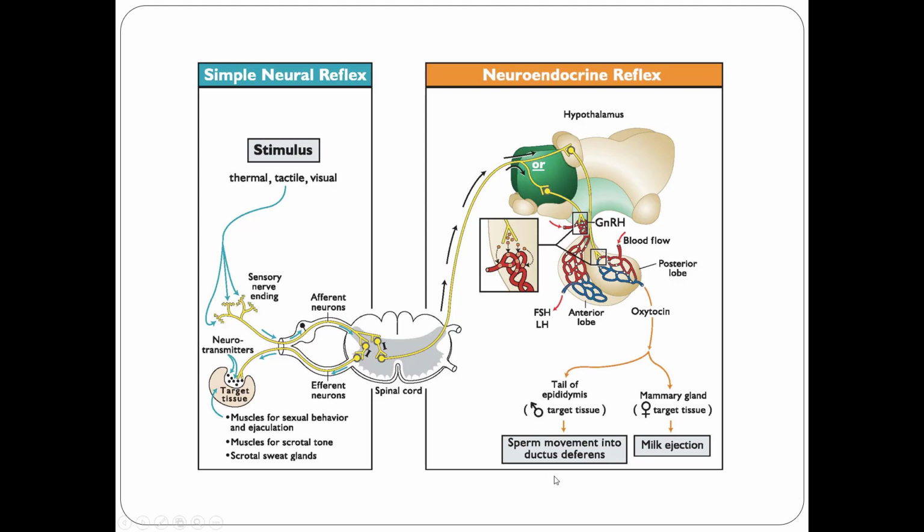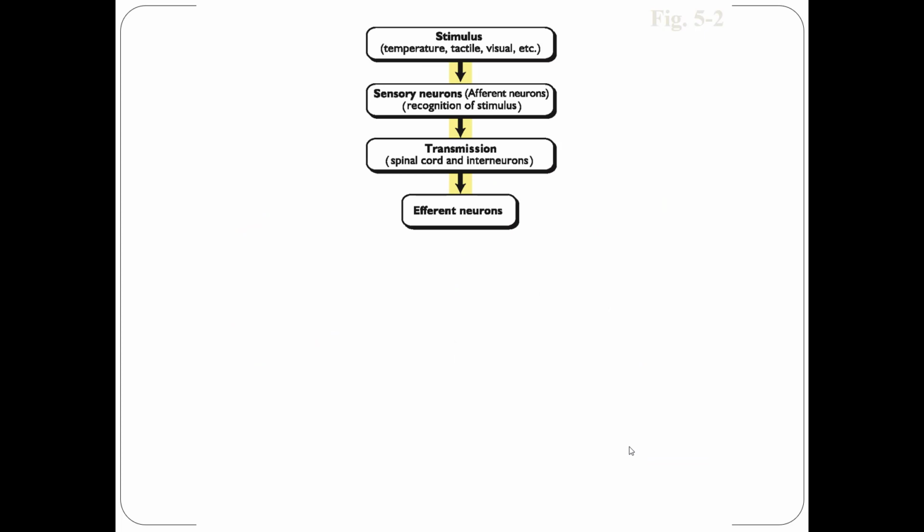And so we see this on the male side too, with sperm actually being moved from the tail of the epididymis into the ductus deferens when a male is getting ready to mount or go through the copulation process with a female. And so these are just a visual of the two reflexes that we see that are really essential in reproduction. So again, simple neural reflex and neuroendocrine.